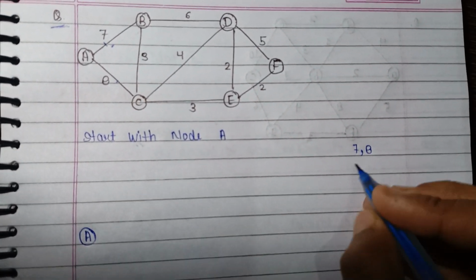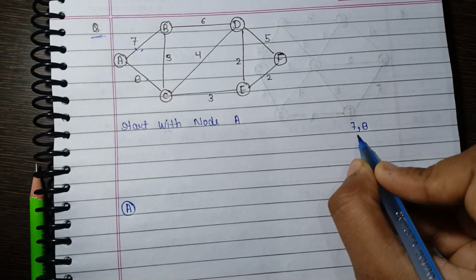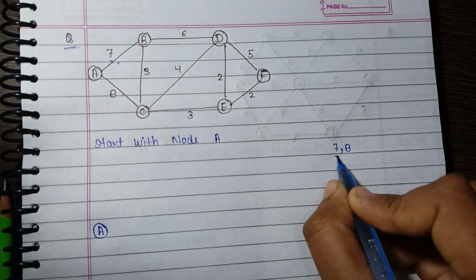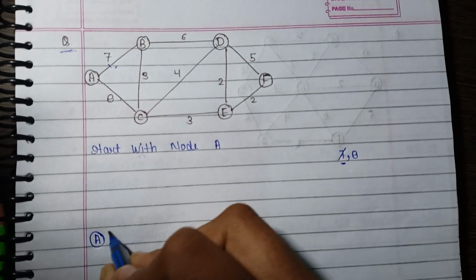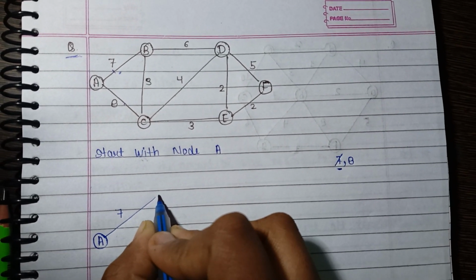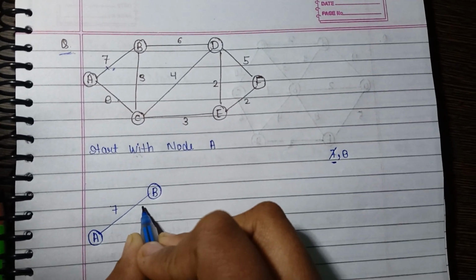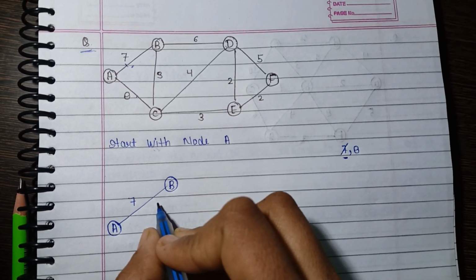Okay, and select the edge which has minimum weight. Here 7 is the minimum weight. So simply draw the edge of weight 7. But before adding the edge, ensure that it does not make any cycle.